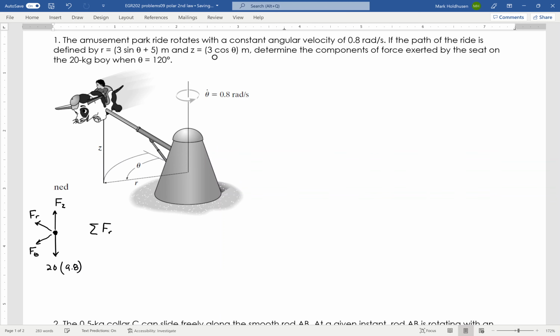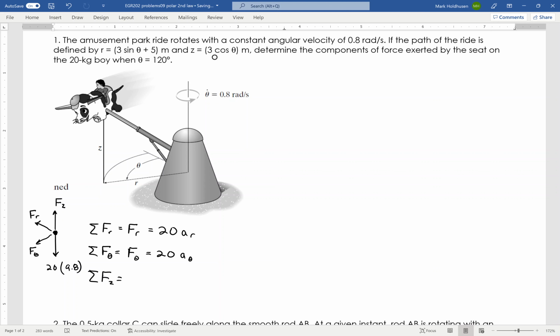So if I sum the forces in the r direction, it's just going to be the reaction force F_r that the chair is putting on the boy equals the mass of the boy times the acceleration in the r direction, which I'm going to calculate here in a little bit. Same thing will happen in the theta or transverse direction. I'll have the force of the seat on the boy in the transverse direction equals the mass of the boy times the acceleration in the transverse direction as shown there.